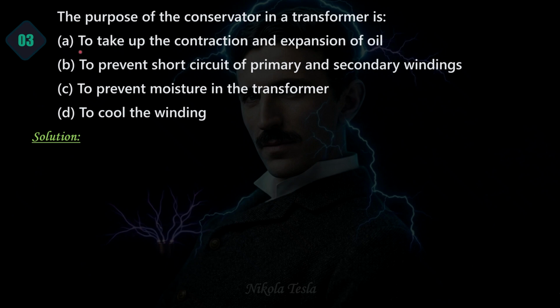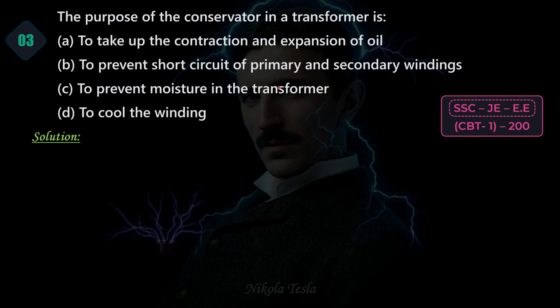Third question, the purpose of the conservator in a transformer is option A to take up the contraction and expansion of oil, option B to prevent short circuit of primary and secondary windings, option C to prevent moisture in the transformer and option D to cool the winding. We know that transformer falls under the category of continuous duty and it is in operation for 24 hours. Therefore, heat gets developed. As the transformer heats up, the oil volume increases. This is called expansion. This excess oil flows through a pipe into the conservator tank, raising the oil level there.